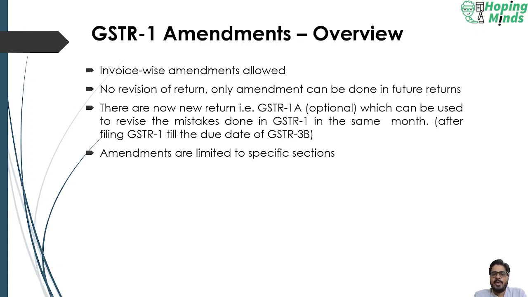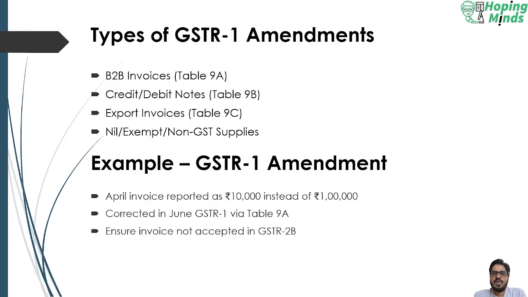Also, the amendments are limited to specific sections, that is, all the sections or all the tables cannot be amended in GSTR-1 return. So what are the types of GSTR-1 amendments that can be done?